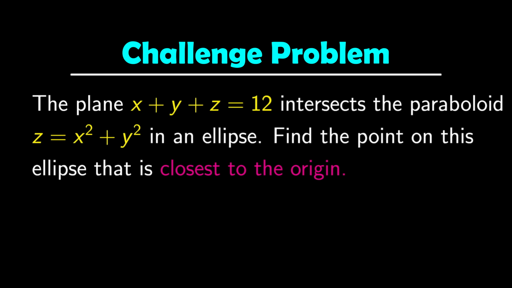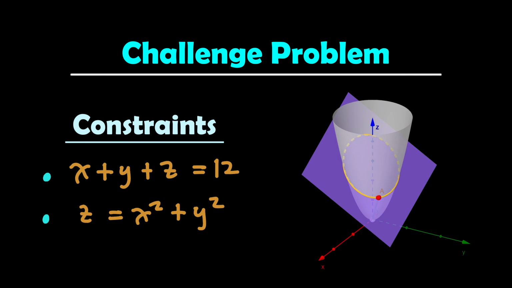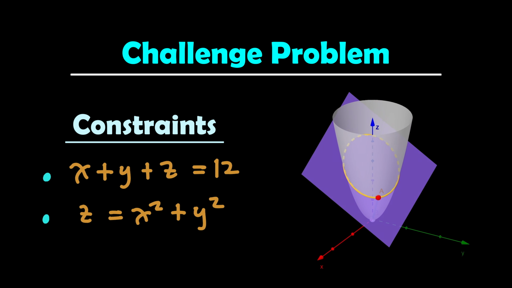In this video, we will use the method of Lagrange multipliers to solve this problem. The problem consists of two constraints, which are the plane and the paraboloid. These are the equations that the solution must satisfy.